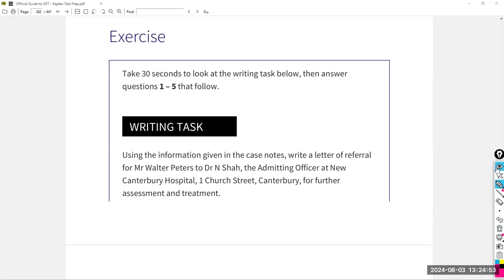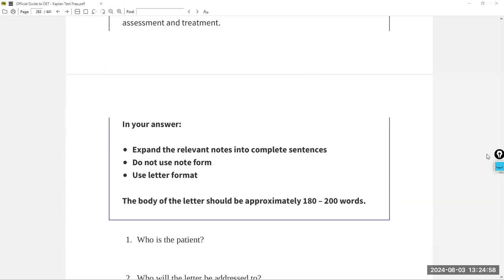So let me zoom in, because you have to take a look at the information. Now in my answer, I have to expand the relevant notes into complete sentences, because the information given in the writing task and in the case notes is going to be phrases. So I have to use them to write complete sentences. Don't use note form. I have to use letter format. The body of the letter should be approximately 180 to 200 words. So let me zoom in and let's answer these questions.